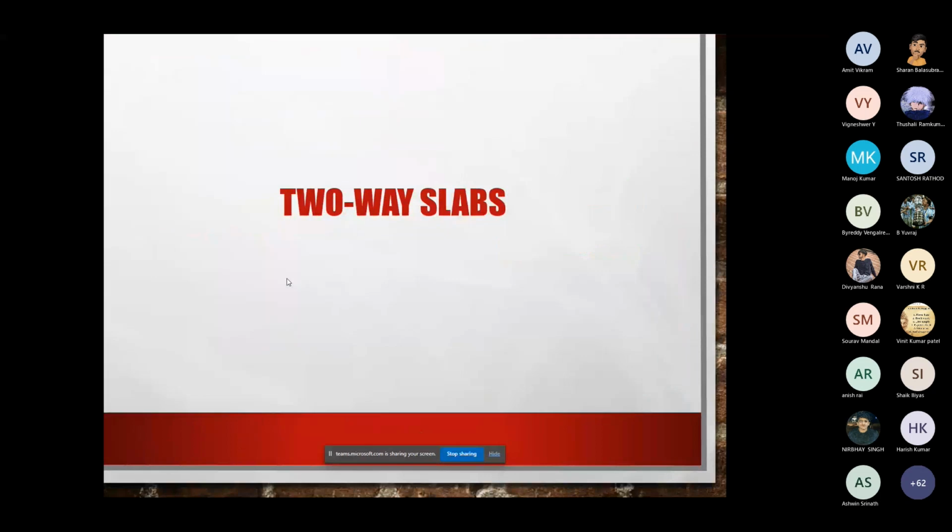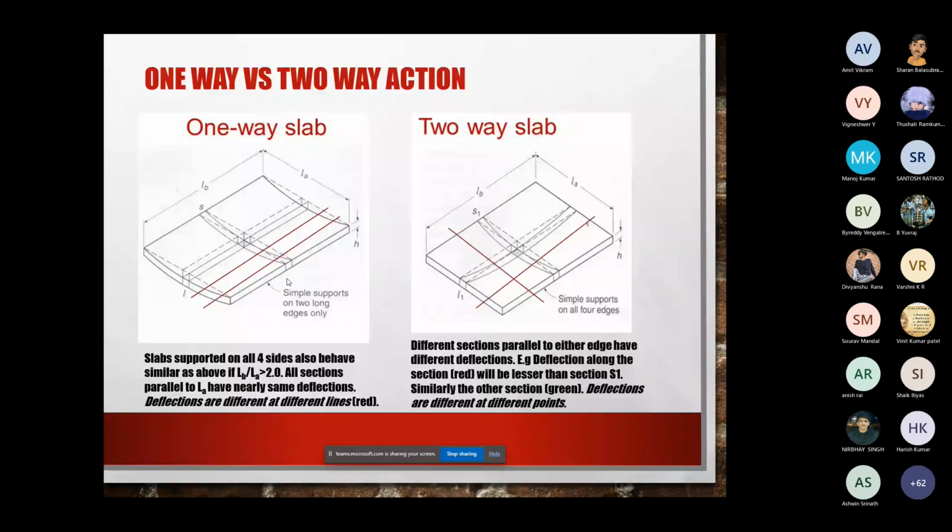So going back to what we studied when we were doing one-way slabs, we saw this major difference between one-way and two-way slabs, meaning that any slab which is supported on either two sides, or if it's supported on four sides and your long by short ratio is greater than 2, then it's a one-way slab. And any section parallel to the shorter direction, or any section which is parallel to the direction along which the bending takes place, will behave in the same way.